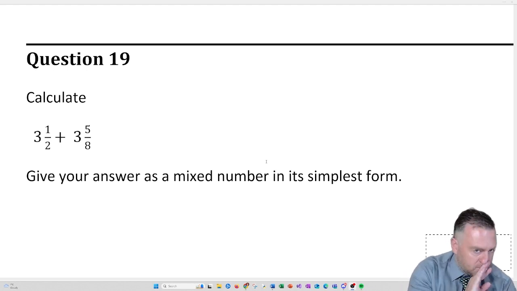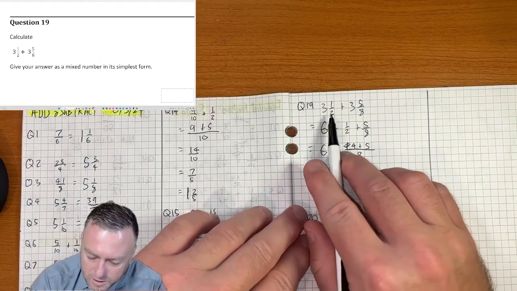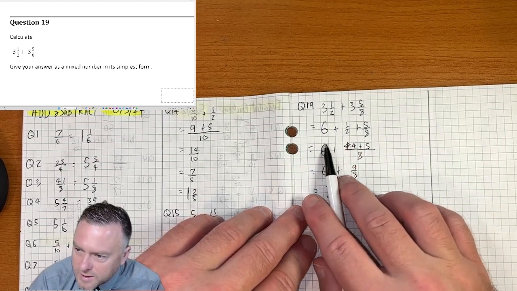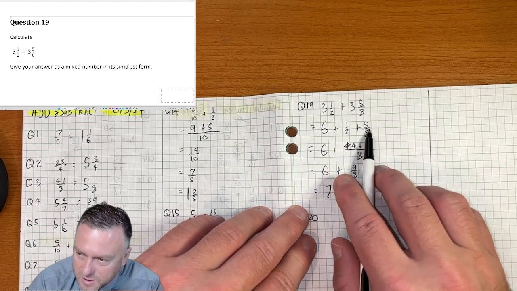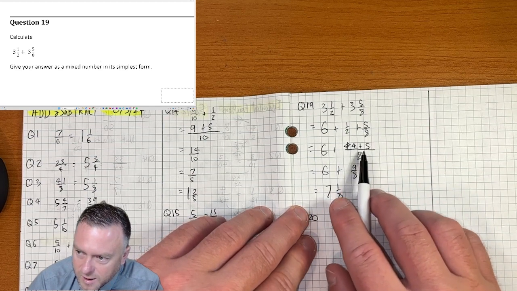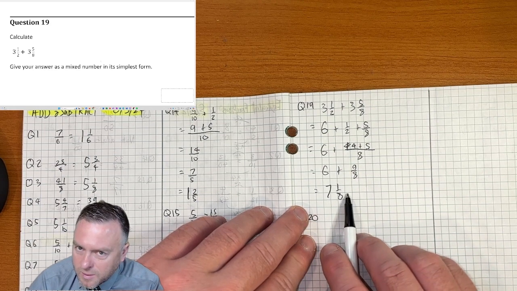So sorry, 3 and a half plus 3 and 5/8. So add the integers together, which gave you 6. Then we've got a half plus 5/8. So it gives you 6 and 4 plus 5 over 8, which gives you 6 plus 9/8, which then gives you 7 and 1/8.